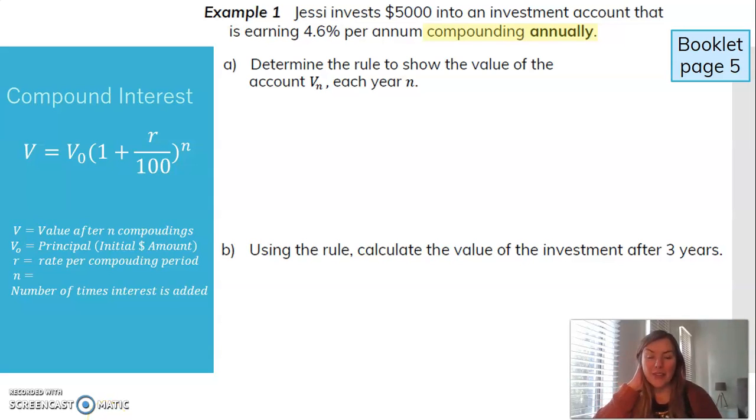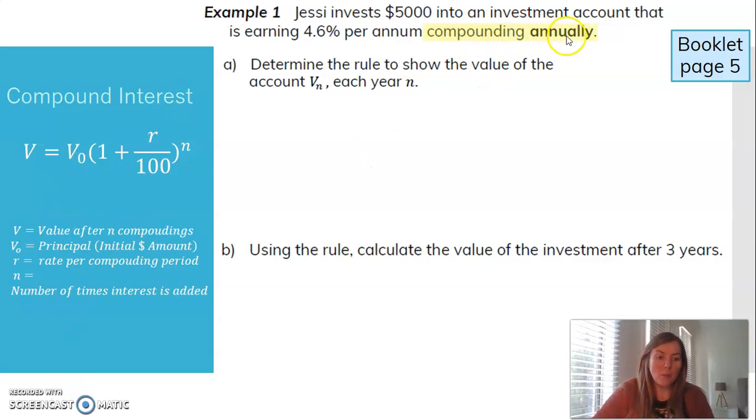Welcome back. In this video, we're going to go through the examples from the compound interest section in your booklet, which are on page 5. So the first one, we have Jessie investing $5,000 into an investment account that is earning 4.6% per annum compounding annually.